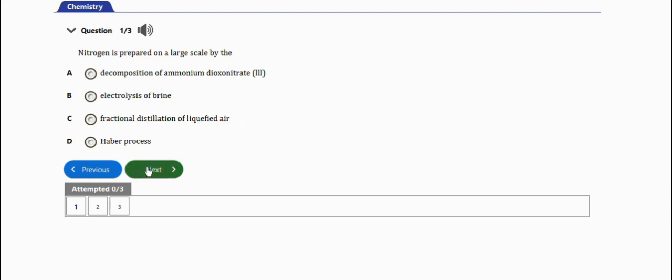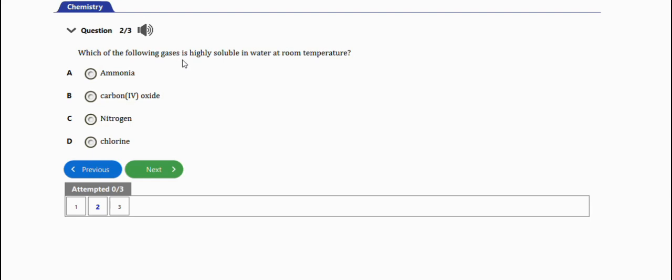The next question will be this one. It says, which of the following gases is highly soluble in water at room temperature? We have ammonia, carbon dioxide, nitrogen, chlorine. So the right answer is option A, ammonia. Guys, take note of this particular question, very important.